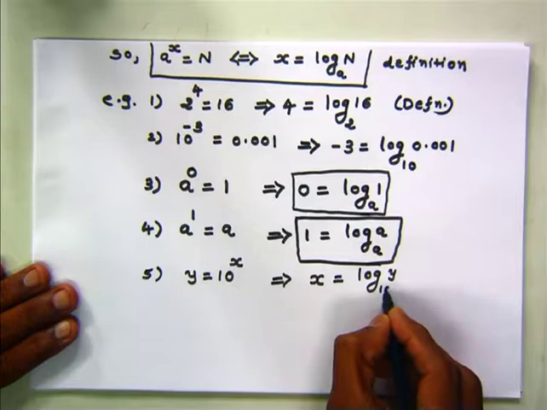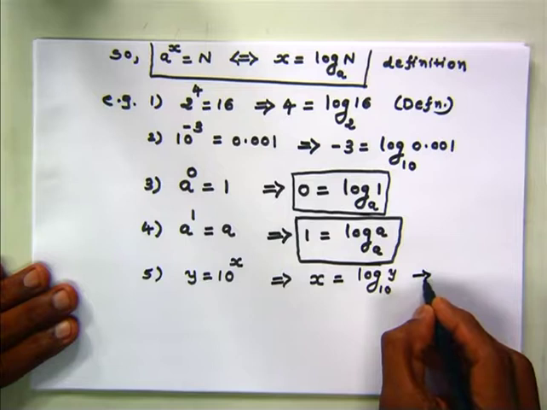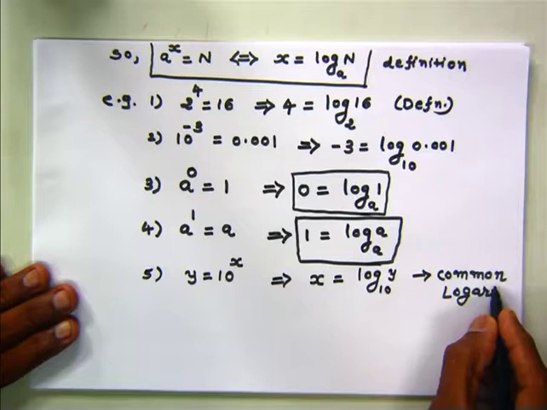In logarithm, any log whose base is 10 is known as a common logarithm.